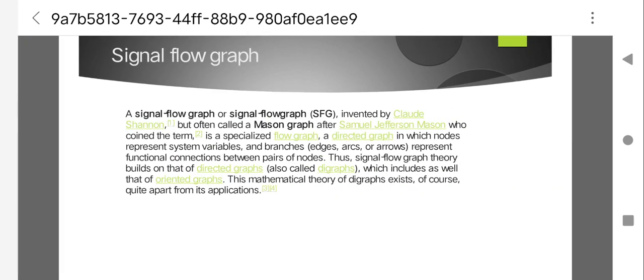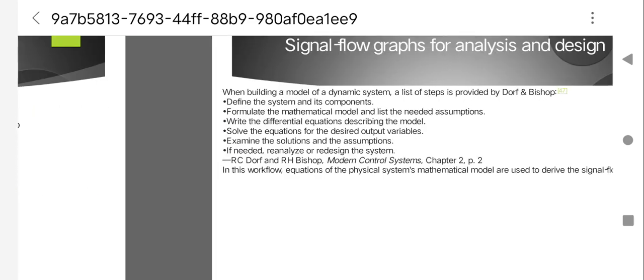Signal flow graph. A signal flow graph was invented by Claude Shannon, but is often called the Mason graph after Samuel Jefferson Mason, who coined the term. It is a specialized flow graph, a directed graph in which nodes represent system variables, and branches represent functions connected between pairs of nodes. Thus, signal flow graph theory is built on that of directed graphs, which are also called oriented graphs. The mathematical theory of this graph exists, of course, quite apart from these applications.